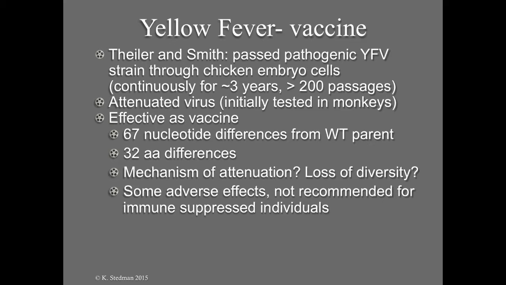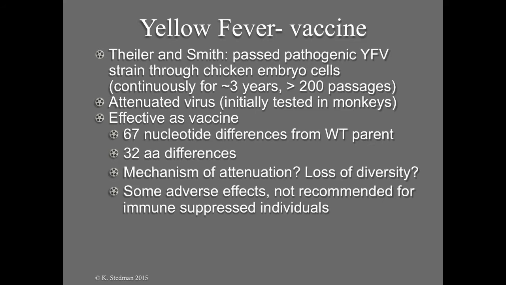Much later, when people were looking at the mechanism of what's actually different about this virus than the parent, it's still unclear. There's just a very small change in the genome. The single-stranded RNA is about 10,500 nucleotides long. The attenuated strain has a difference of about 67 nucleotides within the reading frame. That changed about 32 amino acids. Which one of those, or what combination of those, is still an open question.